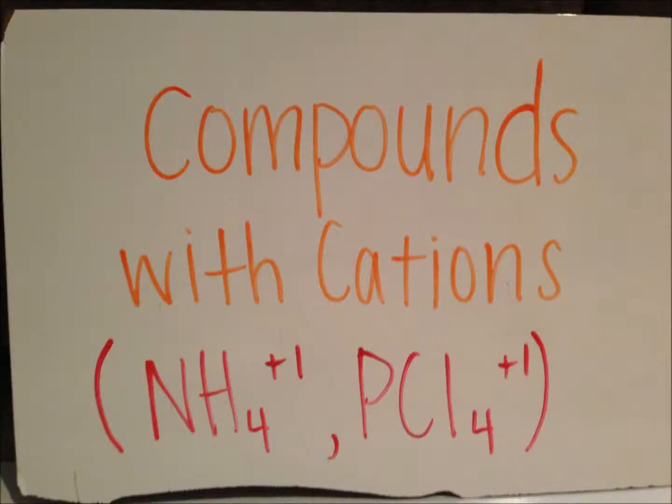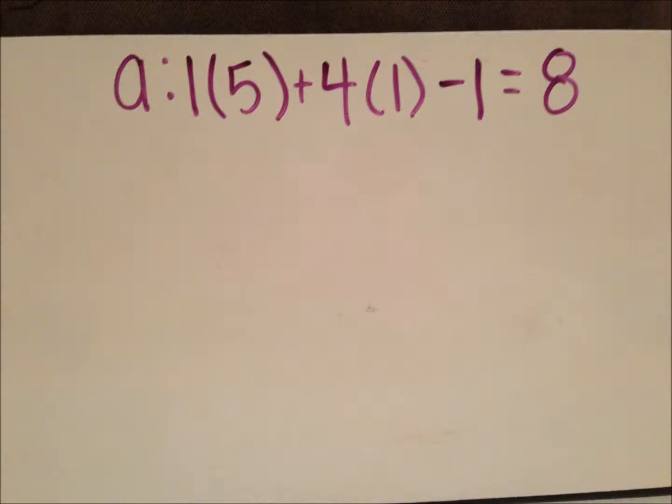Since I already did compounds with anions, I might as well do compounds with cations. These include NH4 plus 1, PCl4 plus 1, etc. There is 1 nitrogen in this compound and 4 hydrogens. And nitrogen has 5 valence electrons while hydrogen has 1. And also, since it's a +1 charge, you have to subtract 1. And when you do this, you get 8.